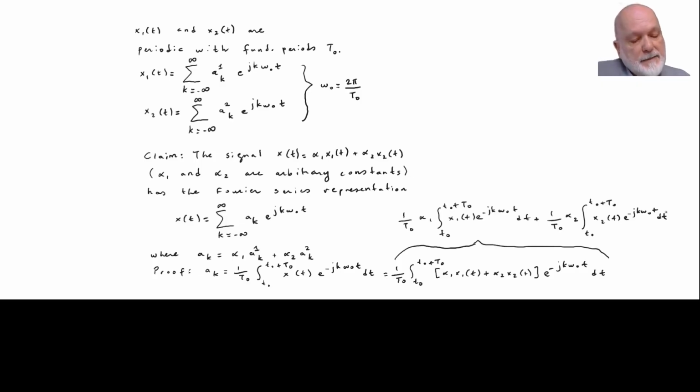But it is clear that the first expression here is alpha 1 times ak1, the Fourier coefficients of the first signal x1 of t, and here we have alpha 2 times the Fourier coefficients of the second signal x2 of t. So this proves our claim. Now we can see an example of the implementation of this property.